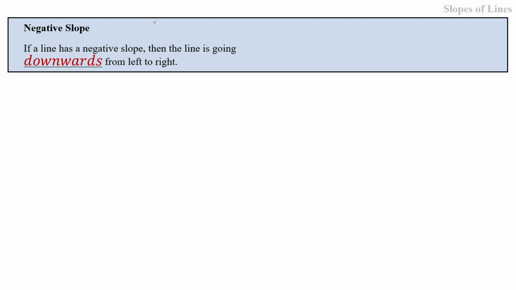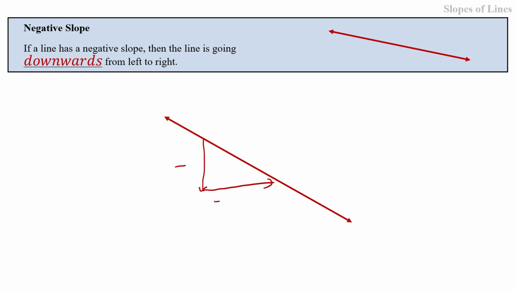A negative slope is backwards. So if a line has a negative slope, then the line will be going downwards from left to right. The reason it's called a negative slope is because when you get any line going downwards from left to right, going down gives you a negative number, and going to the right gives me a positive number. And so when you do a negative number divided by a positive number, you get a negative number, and that's why your slope is negative when it goes down.